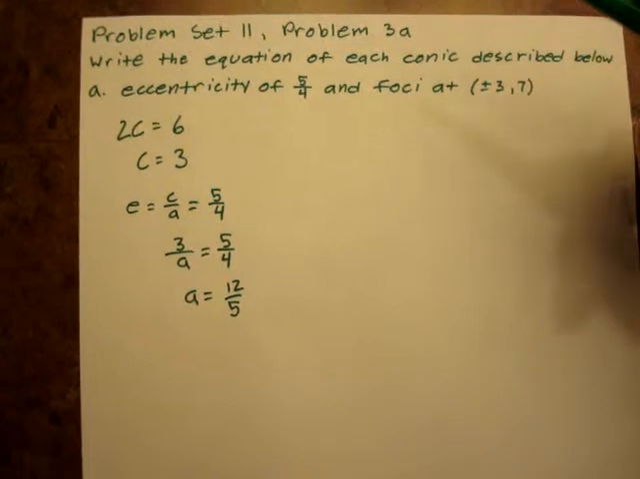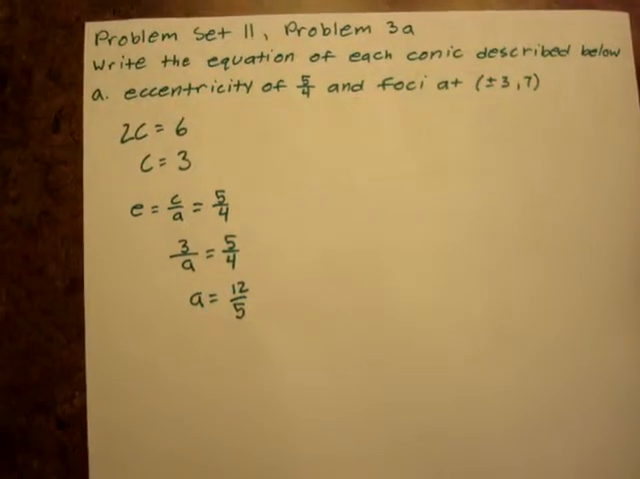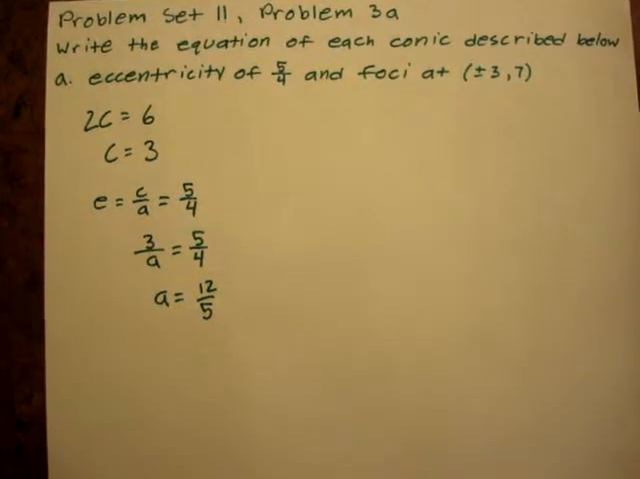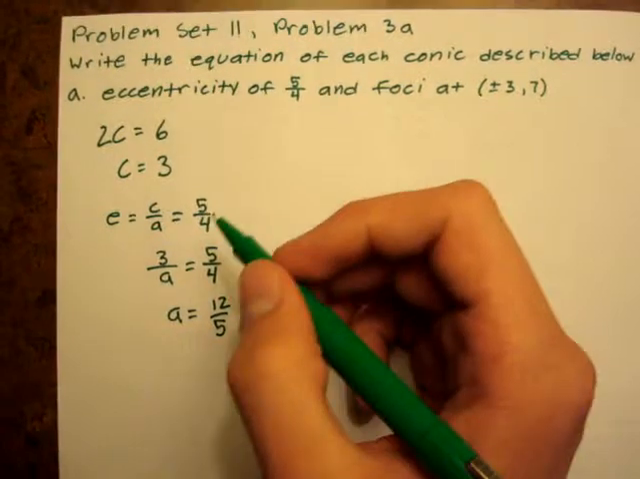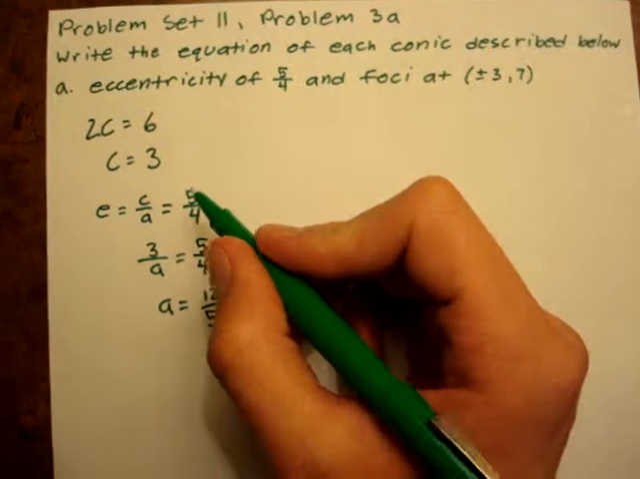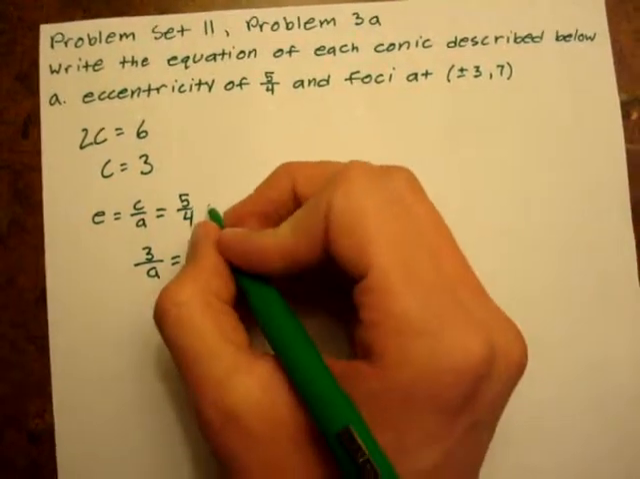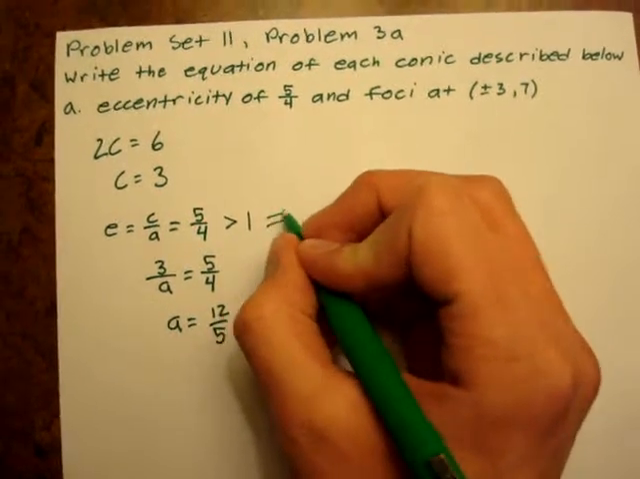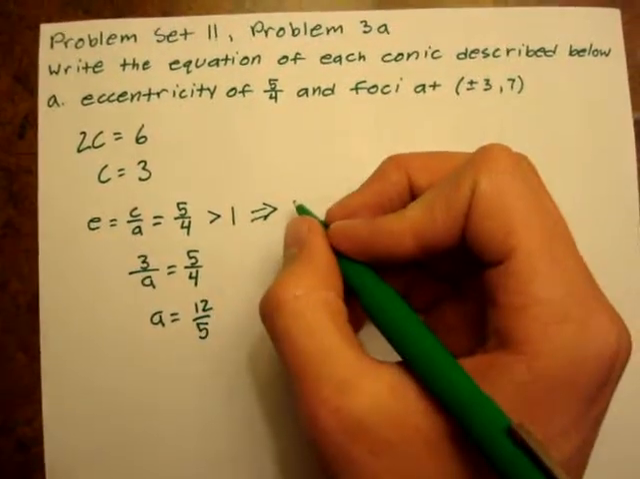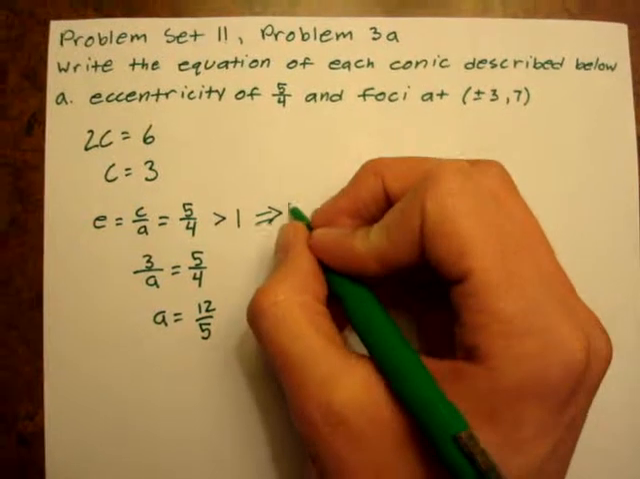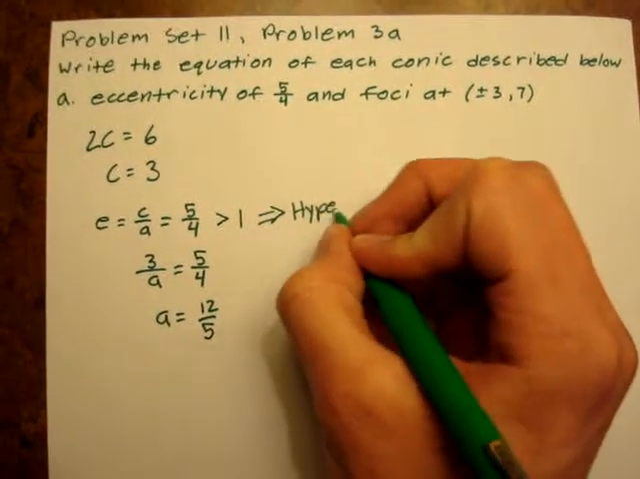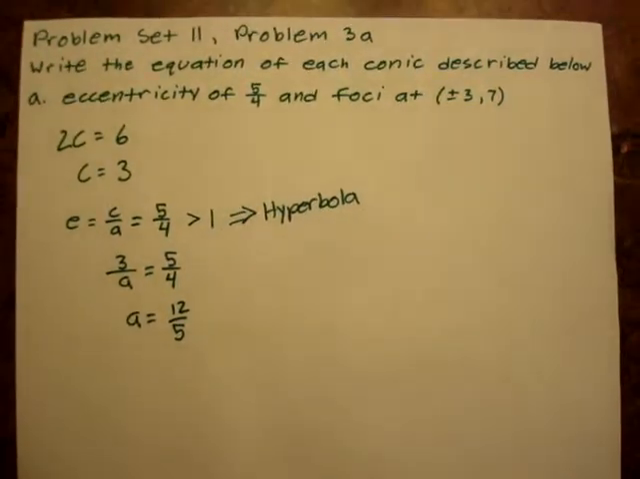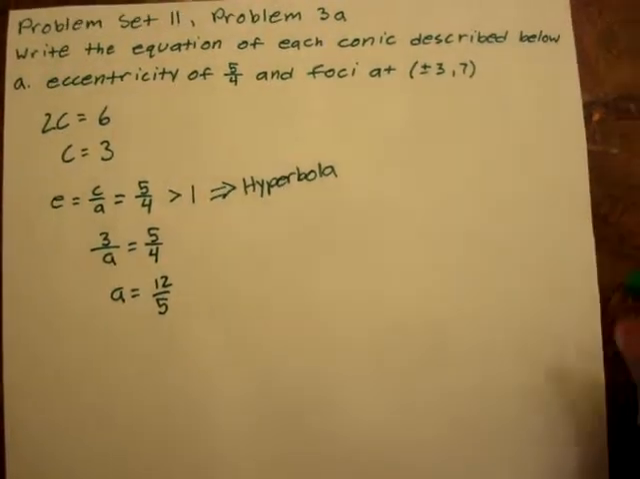So, also, from the eccentricity, we can find out what type of conic we are looking for. 5/4 is greater than 1, and because it's greater than 1, we know that we are going to be writing the equation for a hyperbola. And that'll come in handy later when we're writing the equation.